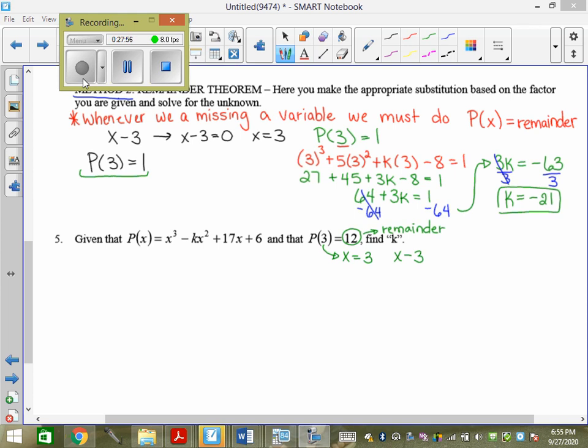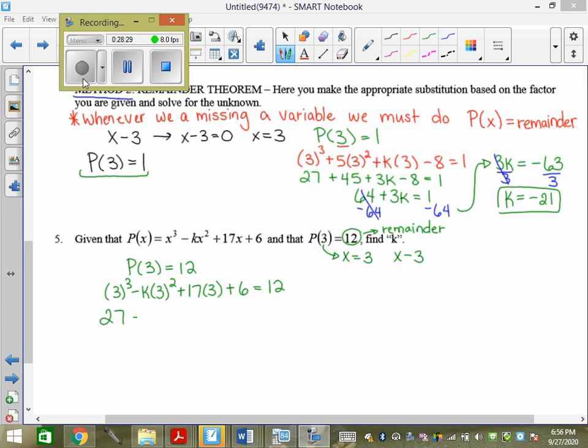And on the diploma, they can even not ask you to find k. They could ask you if x minus 3 is a factor, and then you'd have to be able to figure that out. Okay? So we need to know our rules. So they did not ask that. They asked us to find k. So we're going to do P of 3 equals 12. So we're going to go 3 cubed minus k times 3 squared plus 17 times 3 plus 6 equals 12.